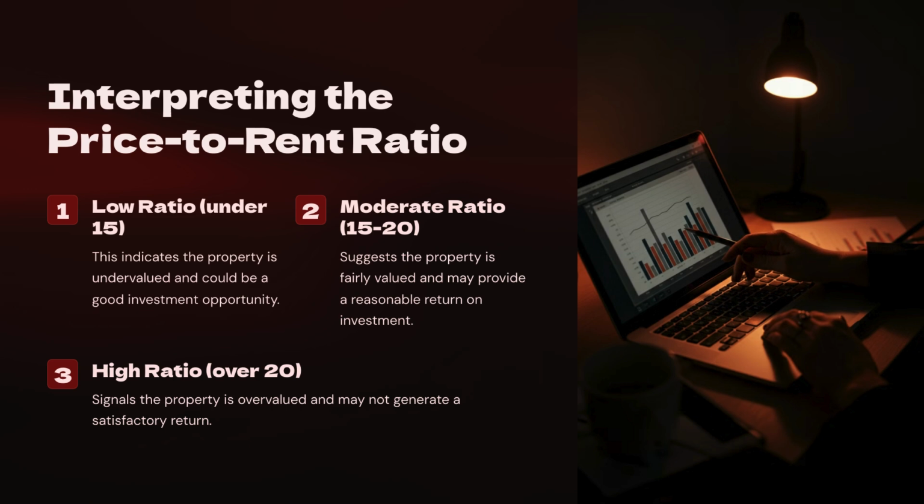Interpreting the price to rent ratio. Low ratio, under 15: this indicates the property is undervalued and could be a good investment opportunity. Moderate ratio, 15 to 20, suggests the property is fairly valued and may provide a reasonable return on investment. High ratio, over 20, signals the property is overvalued and may not generate a satisfactory return.